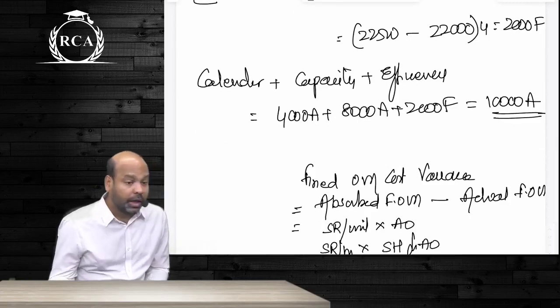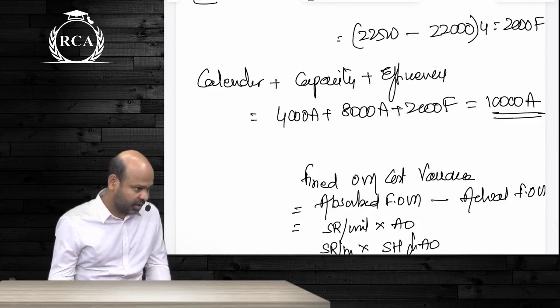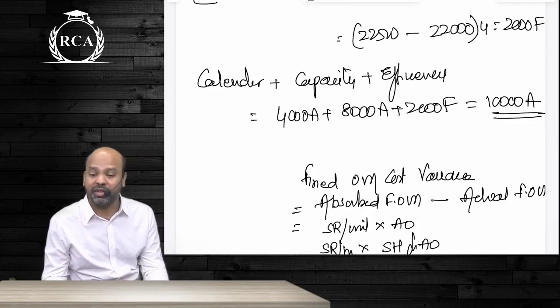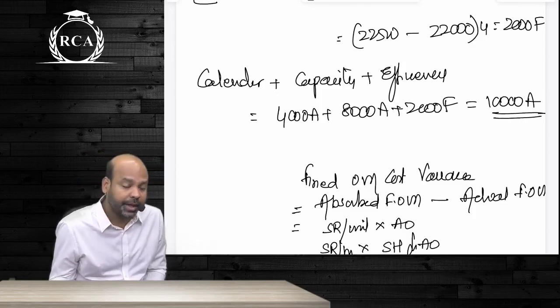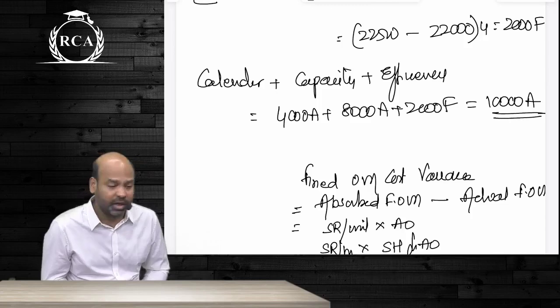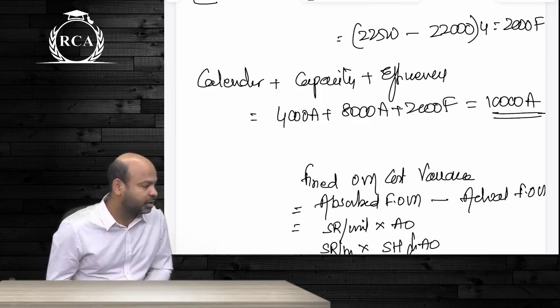Now, in case a company follows marginal costing, which I discussed the other day, I said volume variance will not arise. The only variance that will arise is the expenditure variance. There's no absorption of fixed overheads. If there's no absorption, there's no volume. You will directly arrive at expenditure variance. That is in case an organization is following marginal costing.